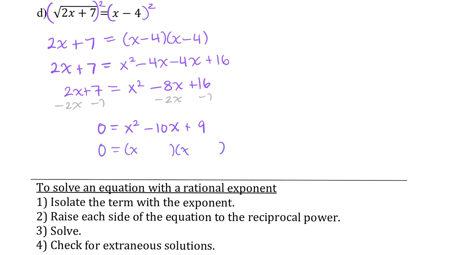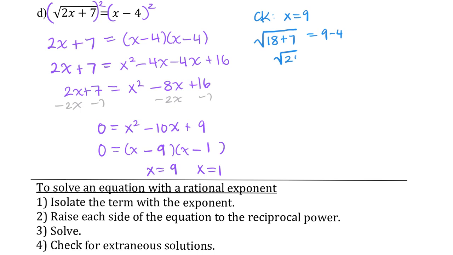To get 9, 3 times 3, but 3 plus 3 is 6. It must be 9 times 1. Minus. So my answers are x equals 9 and x equals 1. I'm going to check them in the original. I'm going to go ahead and check 9 first. So what is that? 2 times 9 is 18 plus 7, equals the square root of 9 minus 4. 18 plus 7 is 25. That equals 5. Sure does.